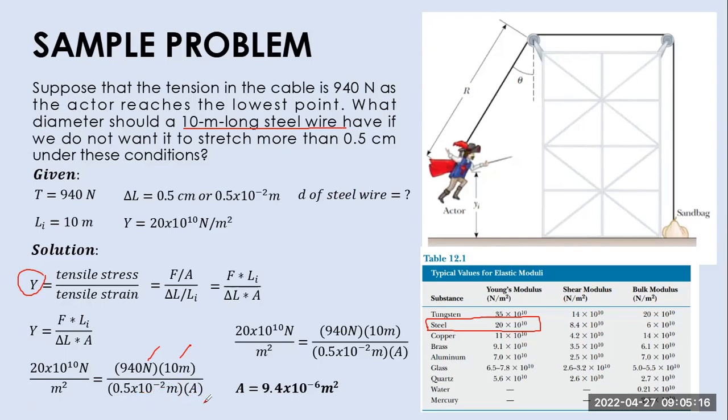And then the area is what we need to find. Again, the Young's modulus is 20 times 10 to the power of 10, with units of Newton per meter squared. Inputting this in the calculator, shift solve, we get A equal to 9.4 times 10 to the power of negative 6 meter squared. So we have the area of our steel wire.